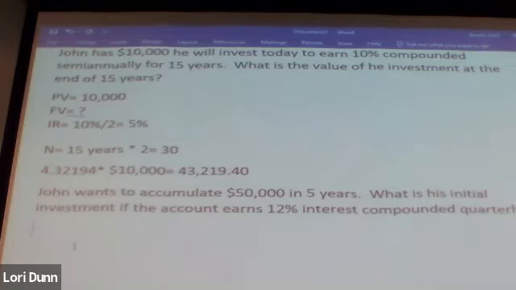So see if you can get that. Were you right on yours, Alyssa? Yeah. Okay, good. And once you get your interest rate and your number of periods, then you could solve for your unknown.